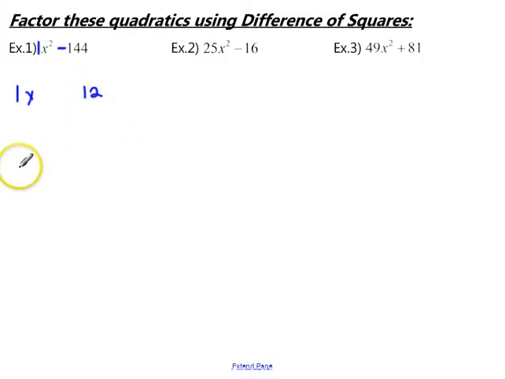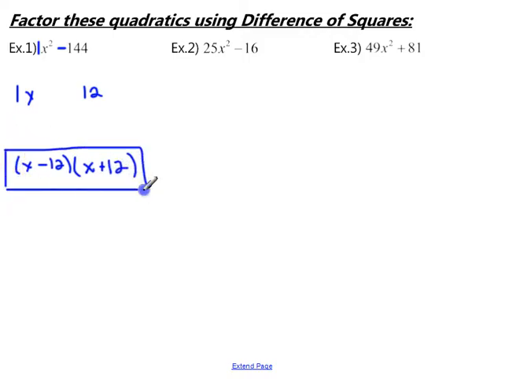So we're going to take these terms and then we write 1 with the subtraction sign and then 1 with an addition sign in between them. And then we're finished. This is the factored form of x squared minus 144. So I want you to pause, try example 2 and 3, and check back with me when you're finished.